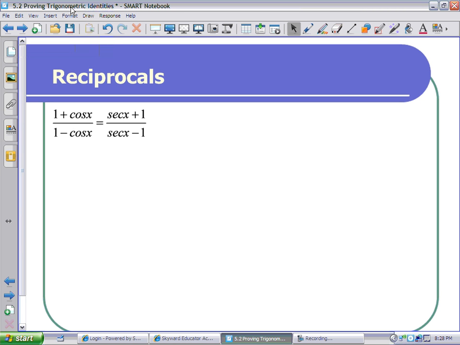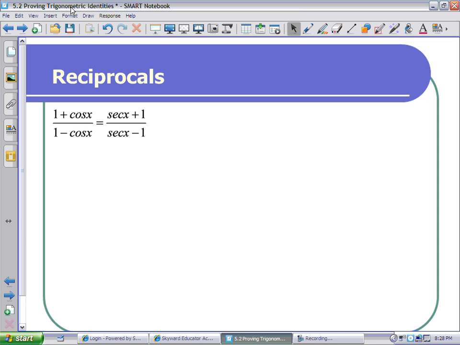Now we're looking at proving trig identities using reciprocals. We start off with the equation (1 + cos x)/(1 - cos x) is equal to (sec x + 1)/(sec x - 1). Neither side, again, is messier than the other, so you can choose either side to work with.